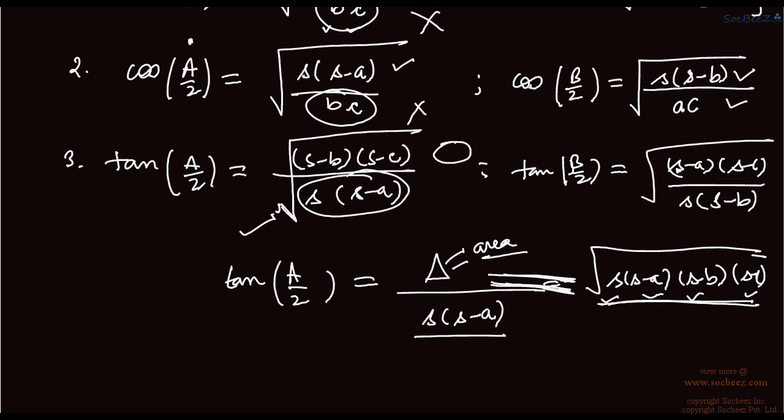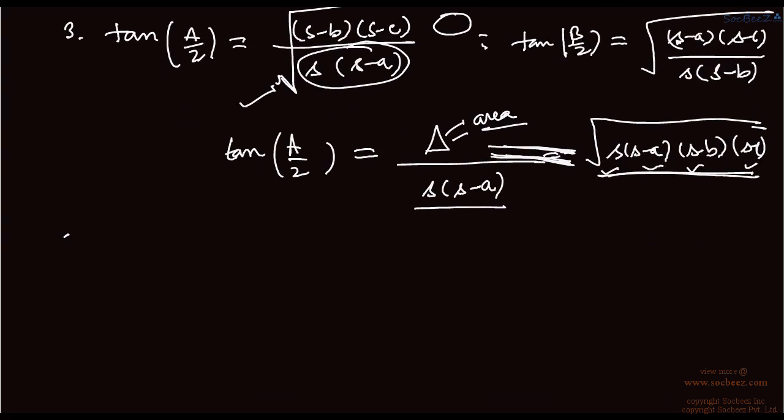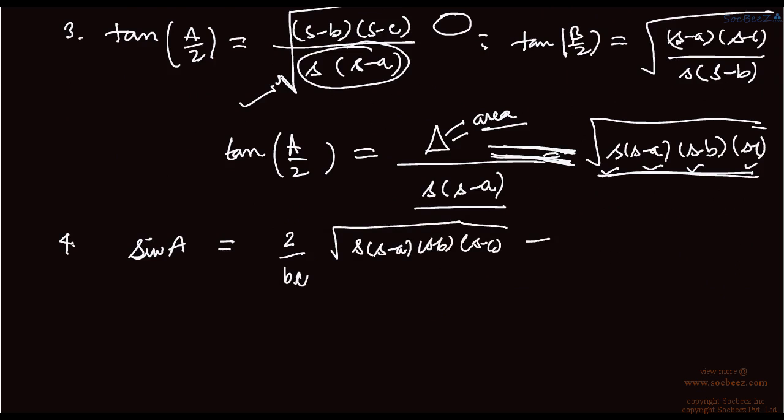Now we'll move on with a further important formula, that is given as sine of A is 2 by bc root of s minus a, s minus b and s minus c. This is also called 2 delta by BC. You've got to remember this because this is one of the important formulae of the solution of triangles. So sine of A is 2 delta upon BC.